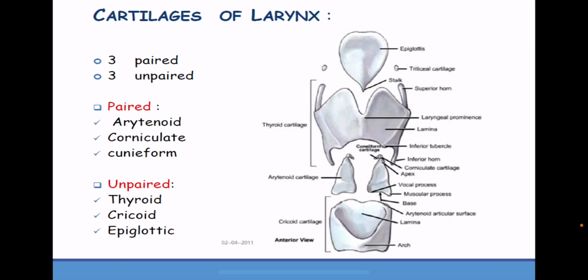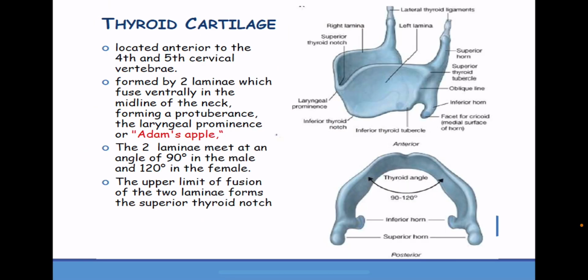Cartilage of the larynx. There are three paired and three unpaired cartilages. Paired are arytenoid, corniculate, cuneiform, and unpaired they are thyroid, cricoid, and epiglottic. We are going to start with the thyroid cartilage.